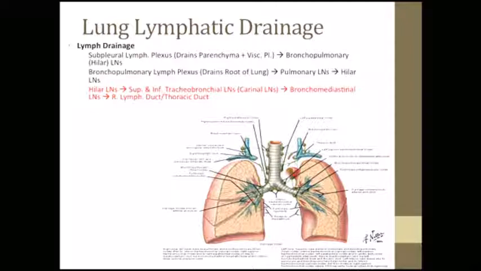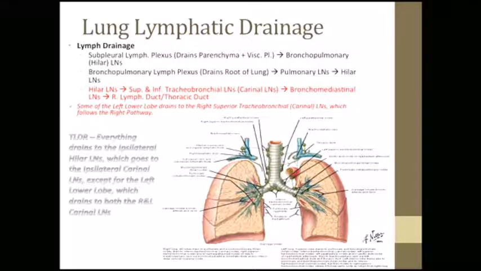And I'm sure you're quite familiar with it, that the left side goes to the left, right side goes to the right. However, the lung has a little bit of an anomaly, which is really important because it has been tested before. So some of the left lower lobe drains into the right superior tracheobronchial, which follows the right pathway. So basically, what I'm trying to say is the right lung drains to the right side, left lung drains mostly to the left side, with the exception of the lower lobe of the left lung, which drains to both sides. So you got that? Lower lobe of the left lung drains to both sides.